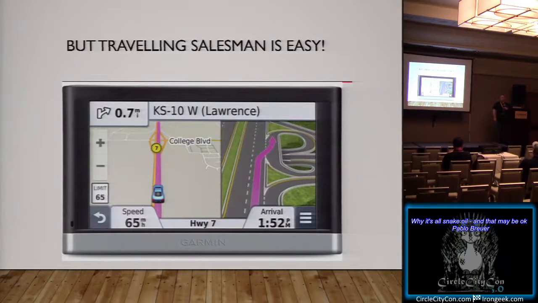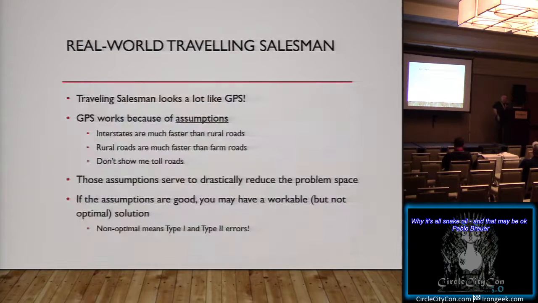Now, right at this point, somebody, usually a young kid in the back, goes, dude, I got GPS on my phone. Traveling salesman is easy. Okay, so GPS does solve a problem, right? It will get you there. Is it the most optimal path? Well, GPS works because it makes a lot of assumptions, right? And sometimes the assumptions make sense. It's going to make assumptions like, hey, look, interstates are going to be faster than farm roads. And so it's going to toss out all of the farm roads.